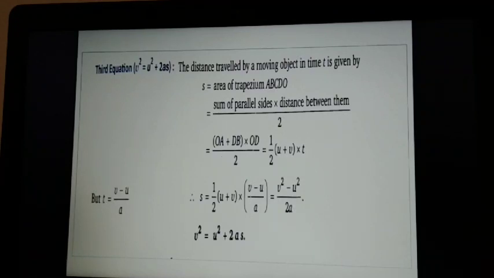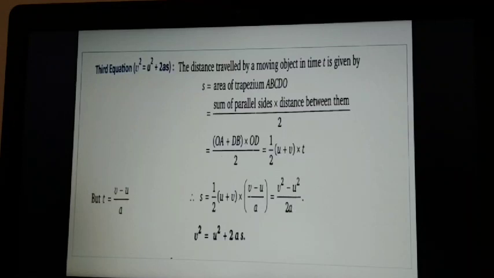So that equation will become half into (V plus U) multiplied by (V minus U) divided by A. In the numerator you have (V plus U) into (V minus U). What is that? (A plus B) into (A minus B), that is A square minus B square. So this will become (V square minus U square) divided by 2A. What is on the left hand side? S. So (V square minus U square) by 2A is equal to S. So V square minus U square will become 2AS. From there you have V square is equal to U square plus 2AS.